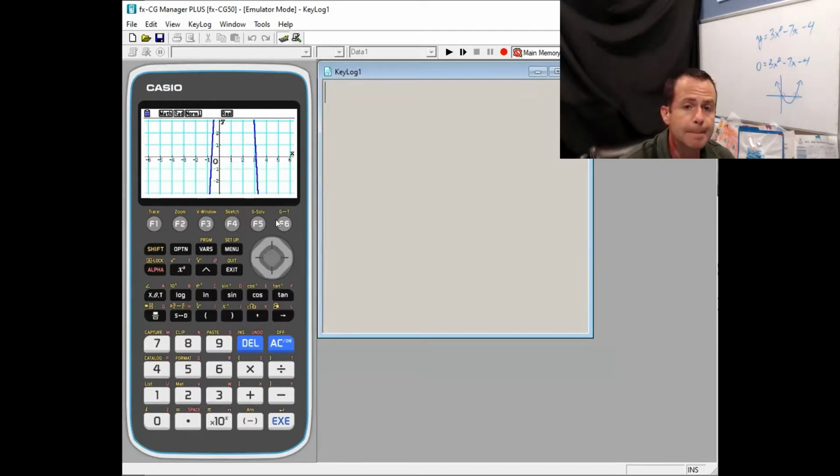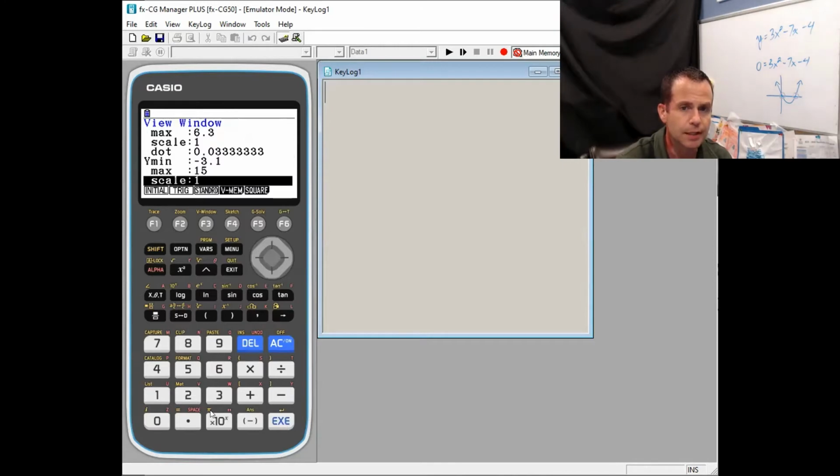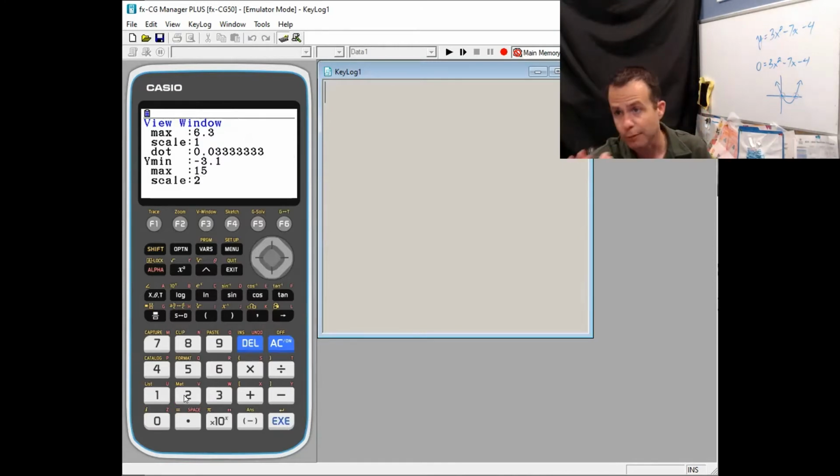Okay, so I don't have the best looking window right now. I need to get this a little higher. I'm actually okay with my X's right now. I just need to bring my Y max up. So I'm gonna go into my window settings, which is F3. Okay, and you'll see my numbers right now. So I'm gonna take my Y max and maybe change it to 15. Just see what that does. Okay, I'm gonna change my scale to 2. TI kids following along, you have a window button and you can do the exact same thing.